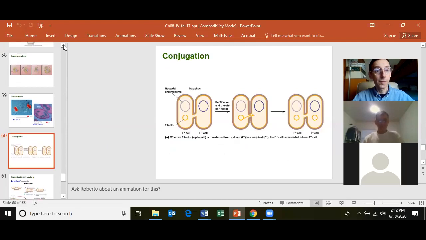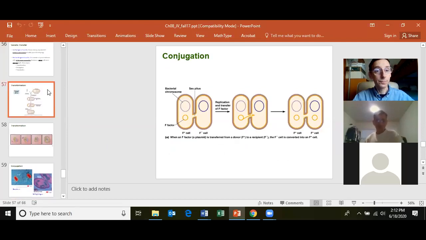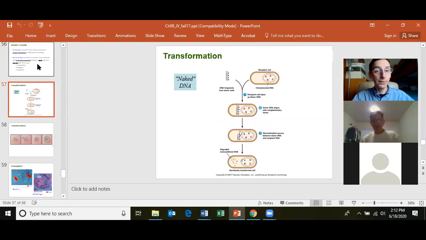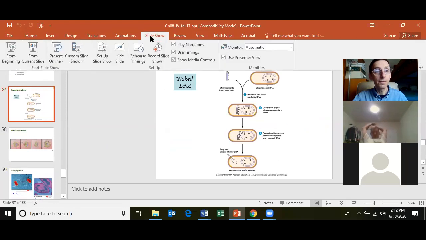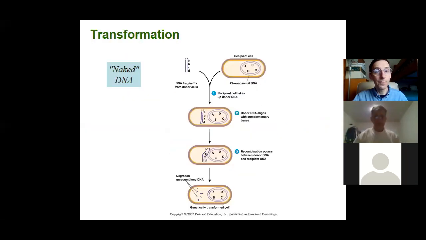Let's talk about transformation. Transformation is where DNA comes out of one cell and then enters a recipient cell. And in transformation, the DNA is naked DNA that enters the recipient cell. So the donor cell that this DNA came from, in nature, would die because the cell does not lose its DNA. Any question about that?